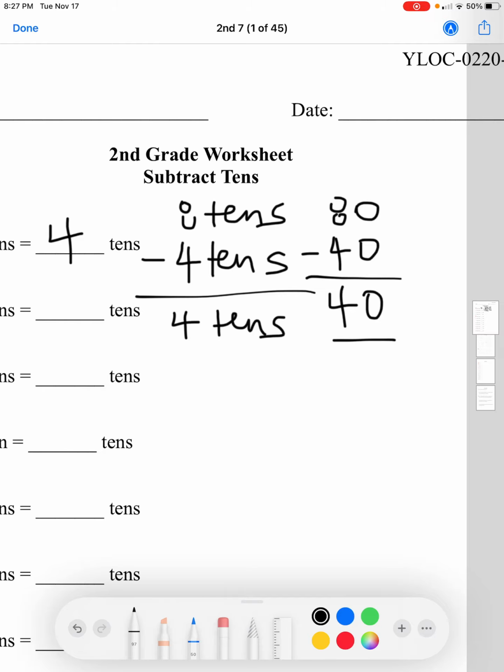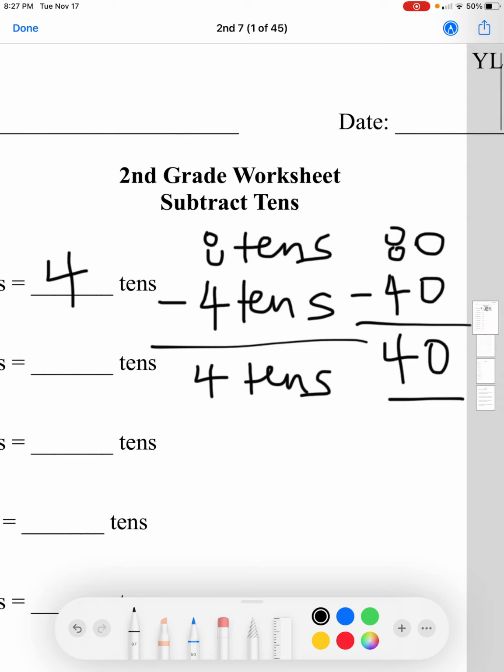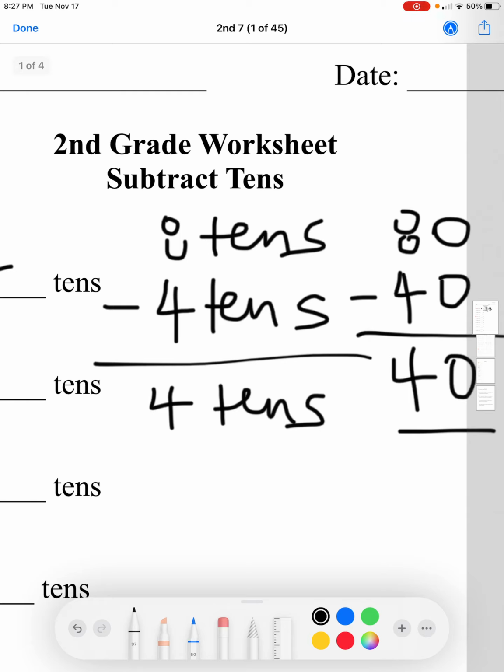40 is 4 tens. So if you have the unit tens, you just convert it, you just multiply that by 10, or you can just add a 0 to the number you're given. So we have 8, we added a 0, 4, we added a 0. So 8 tens and 4 tens become 80 and 40.